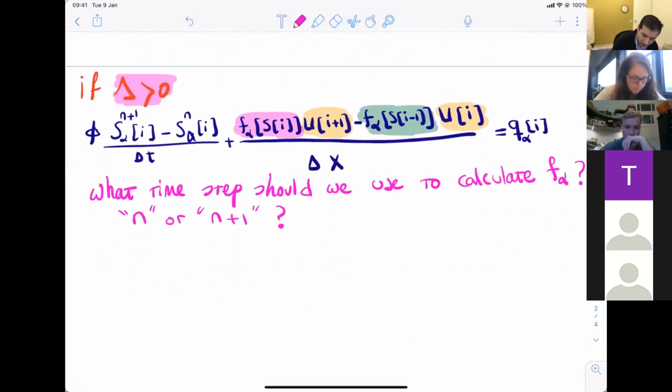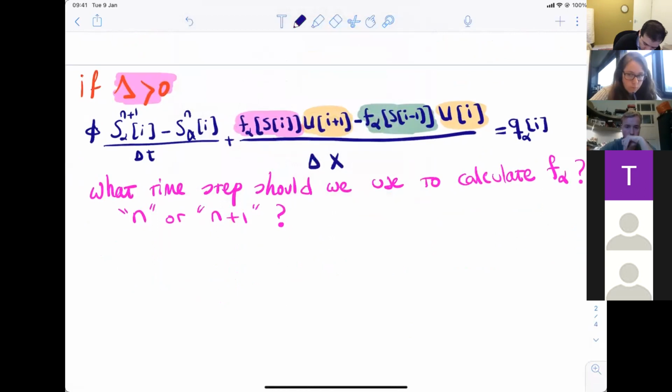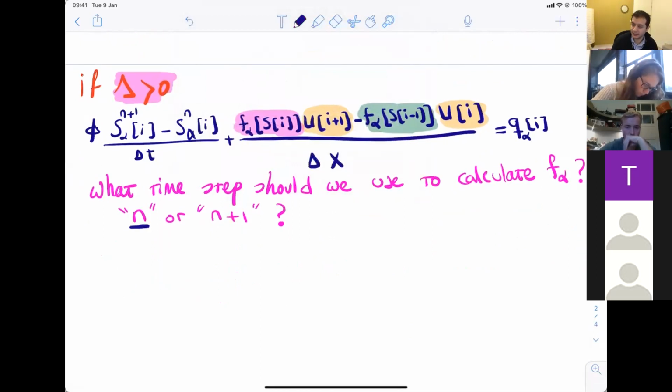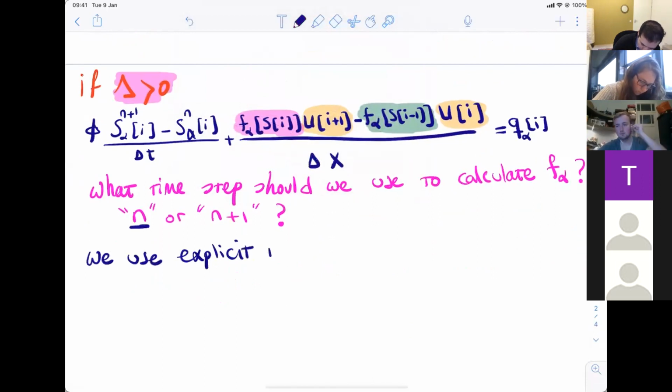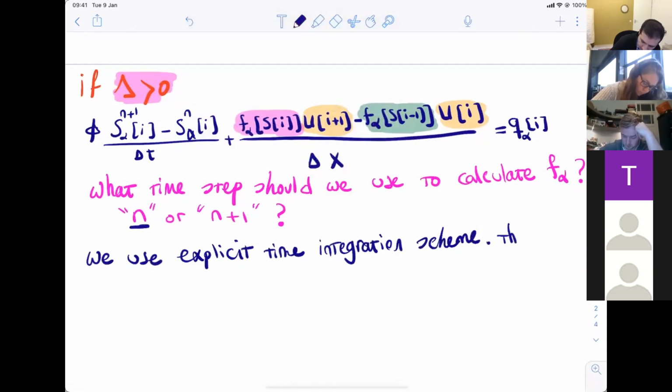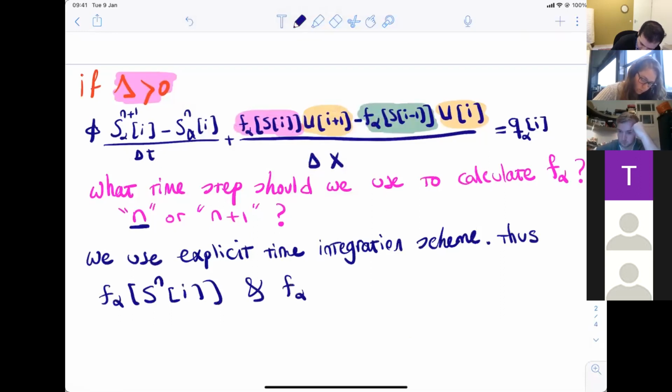In this course, which is the introduction to simulation, we only use n, which is then explicit. We use an explicit time integration scheme. Thus, F alpha will be calculated at time step saturation n of I, and F alpha at Si minus 1 will be at n also. That becomes explicit time integration.